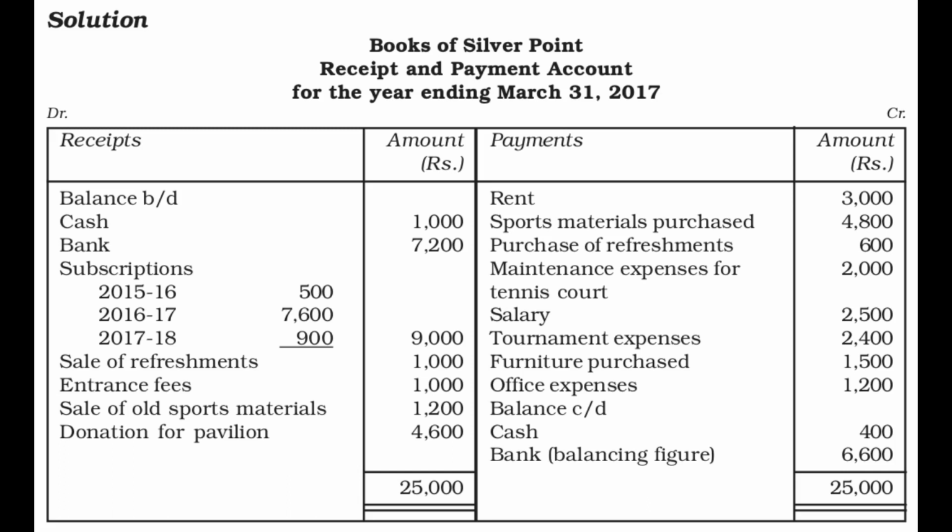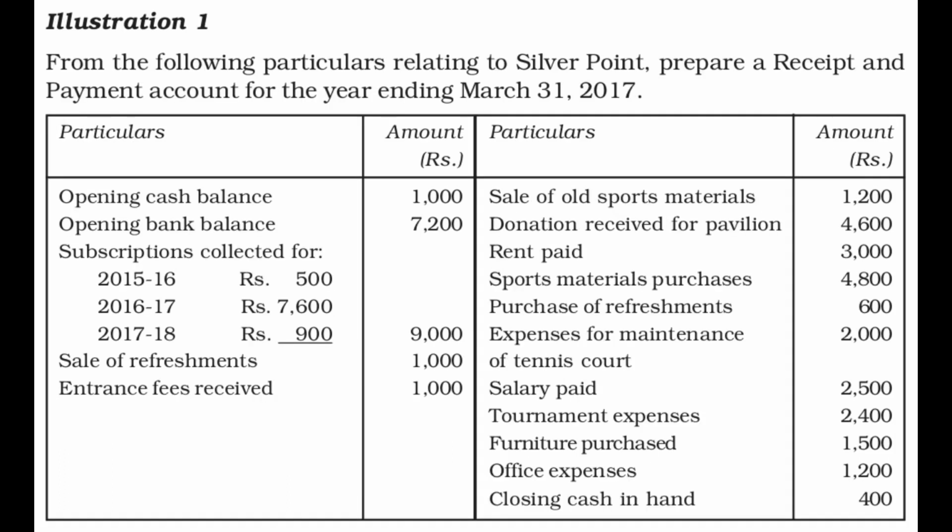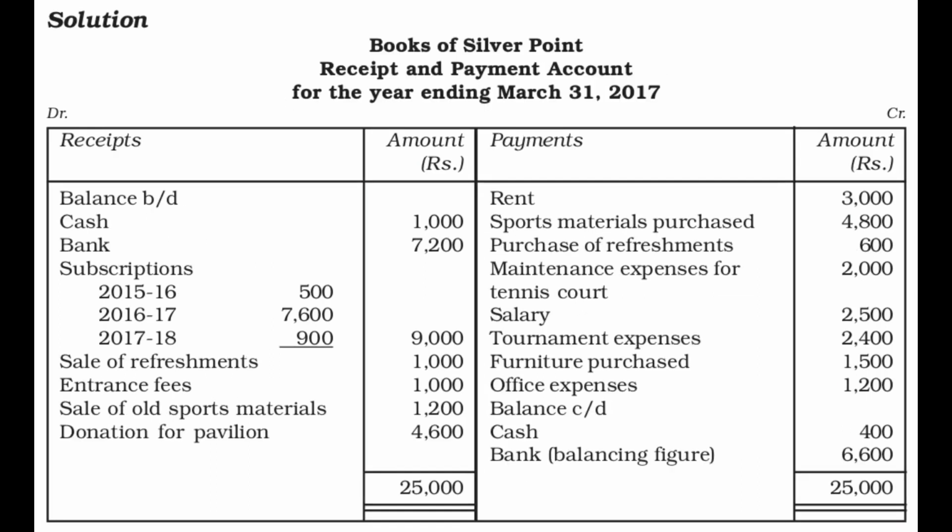Next, it is furniture purchased rupees 1500, an item of payment of cash, so taken on the payment side, furniture purchased rupees 1500.